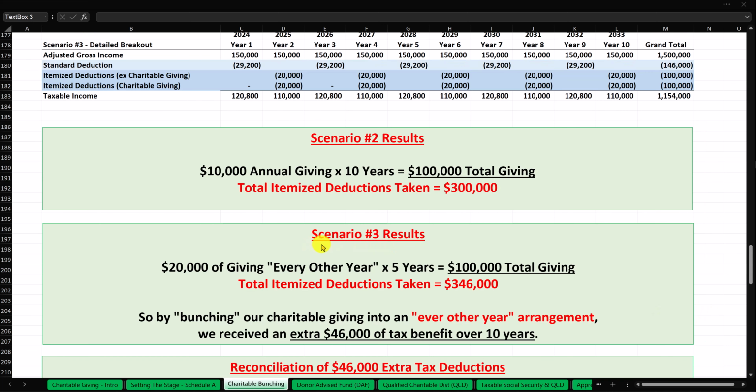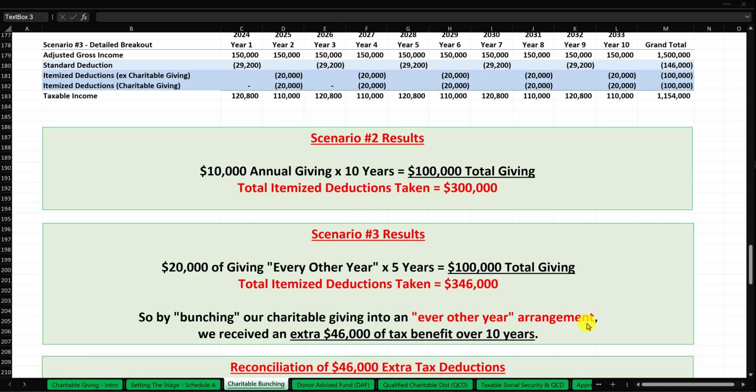But now in scenario 3, the results are we did $20,000 of giving every other year times 5 years is $100,000 total giving. So the total giving between scenario 2 and scenario 3 is the same. It's still $100,000. But now in scenario 3, total itemized deductions taken were $346,000.